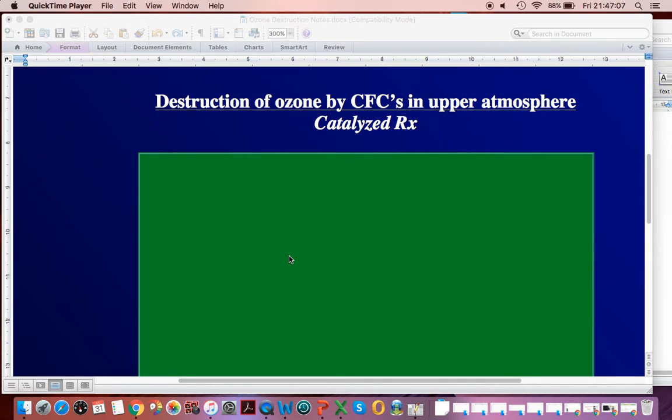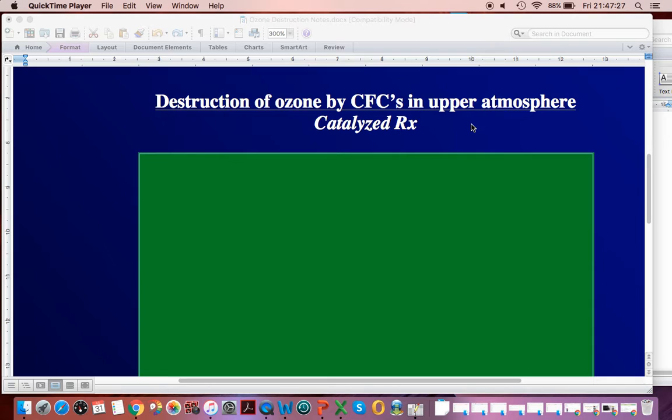Good day. These are notes that you have to copy and they are not provided on a sheet, so if I go too quickly, just pause and get the information. We're looking at destruction of ozone by CFCs in the upper atmosphere, and this is indeed a catalyzed reaction.